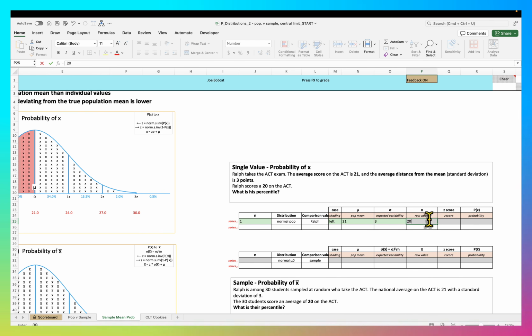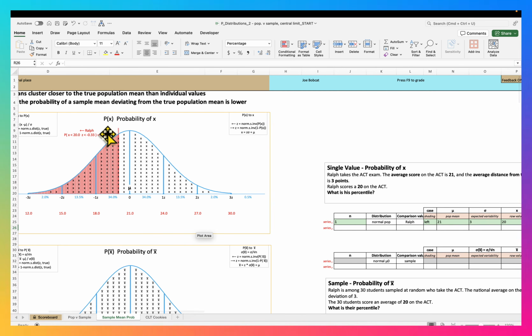He scores a 20, and so now we calculate his z-score, which is x minus mu divided by the standard deviation. And the probability of that score equals NORM.S.DIST. Okay, so he's in the 36, almost 37th percentile. So he's slightly below average at a score of 20.